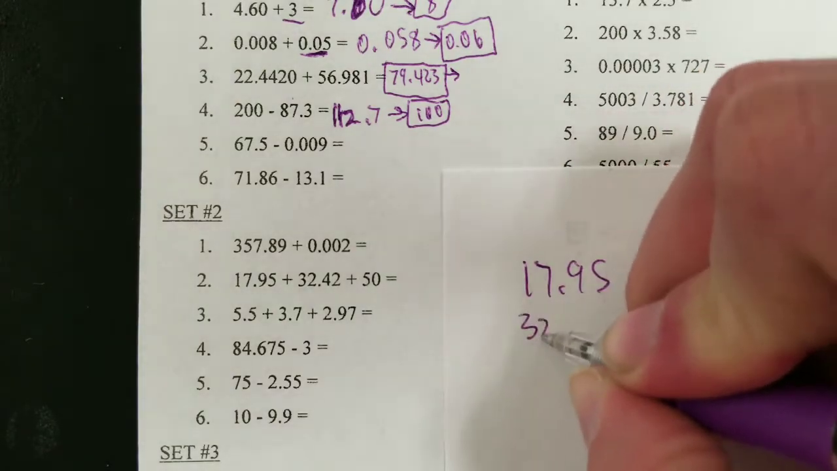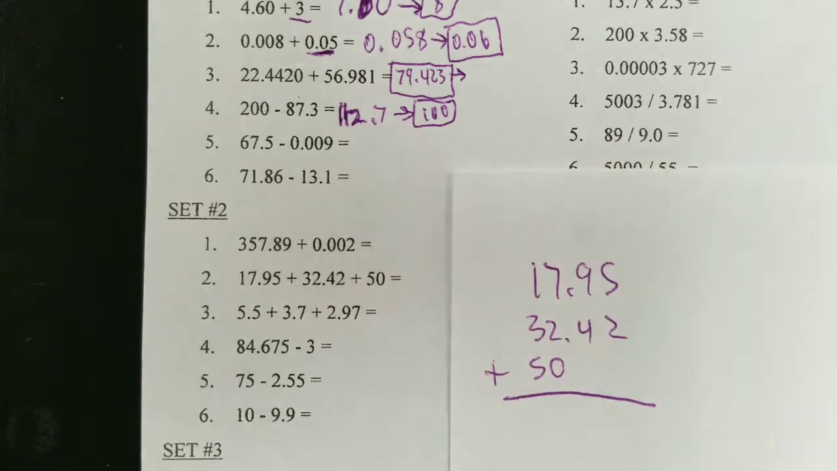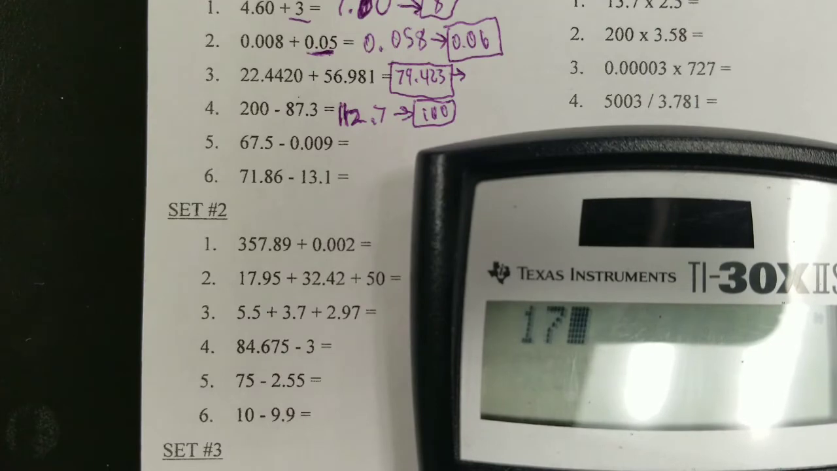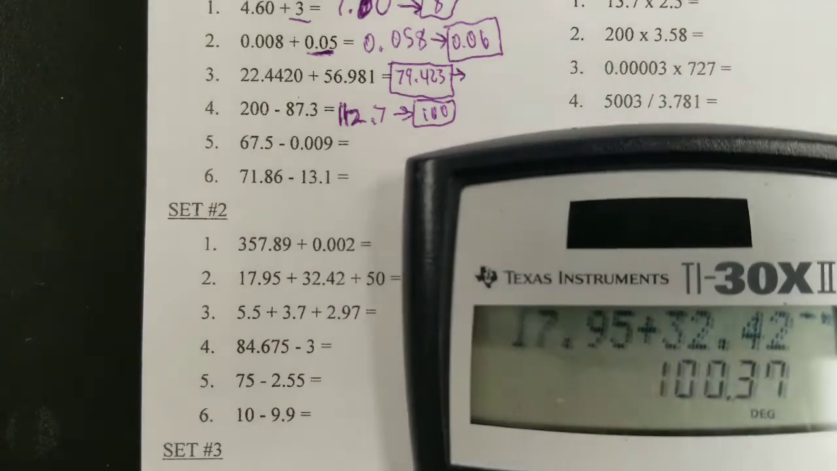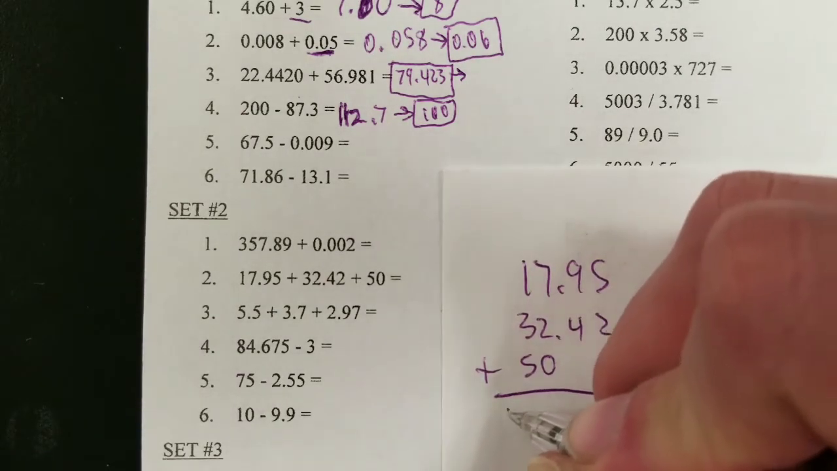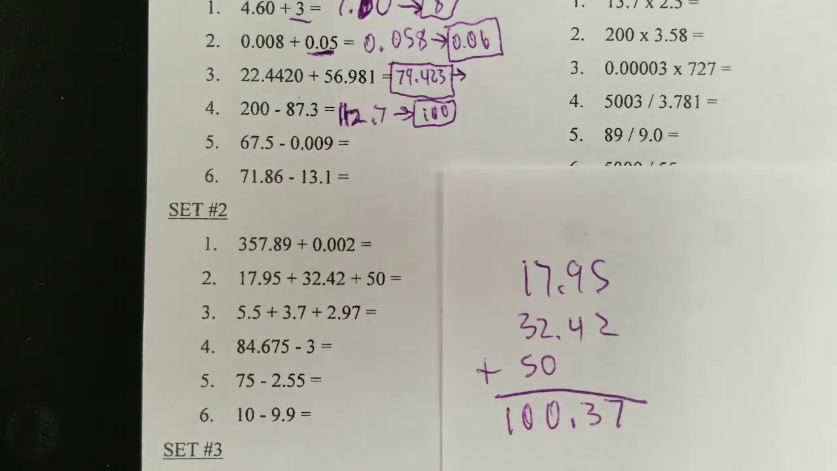17.95, 32.42, and 50. Adding those together. I don't even know what that is. Let's see. 17.95 plus 32.42 plus 50 is that number, which you probably can't see because of the glare, 100.37. So 100.37 would be the raw calculator answer.